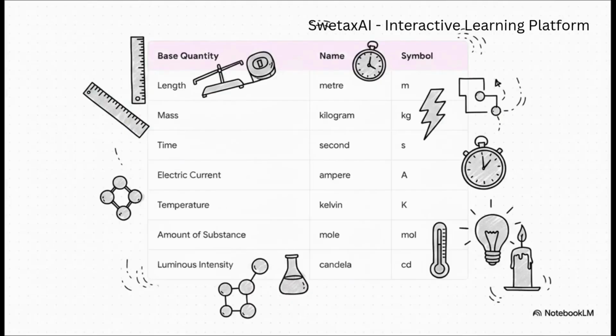And here they are. You already know most of these, right? The meter for length, the kilogram for mass, the second for time, of course. Then you've got the ampere for electric current, Kelvin for temperature, the mole, and the candela. These 7 are the bedrock. They stand on their own and can't be broken down into anything simpler.